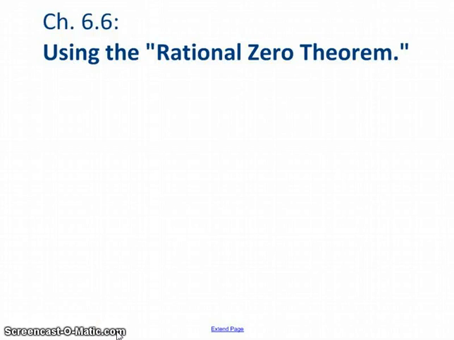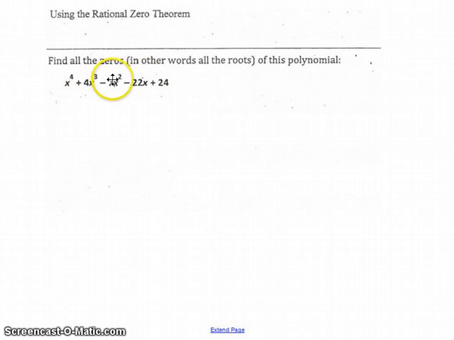Hello Algebra 2. This video lesson from chapter 6.6 is one where I'm going to walk you through a couple of different examples using the rational zero theorem. And I'm going to start with the guide that I gave you. This printed guide was handed out in class. If you weren't in class, you can also download it from my website.